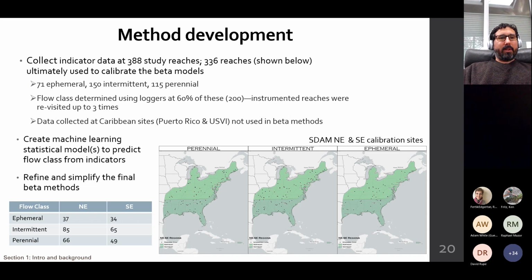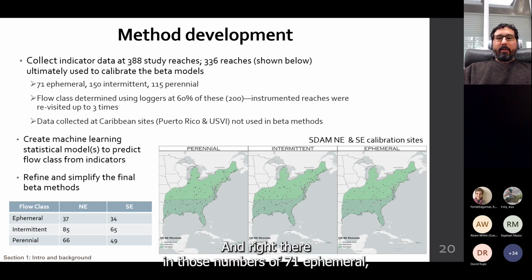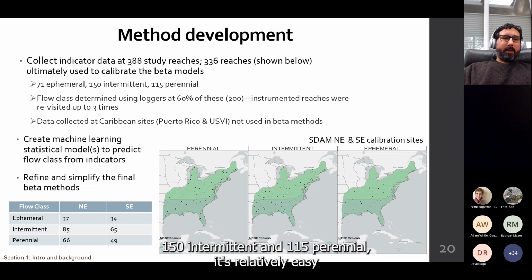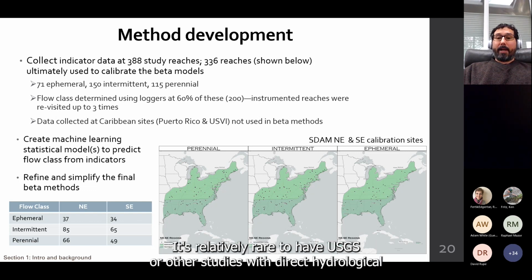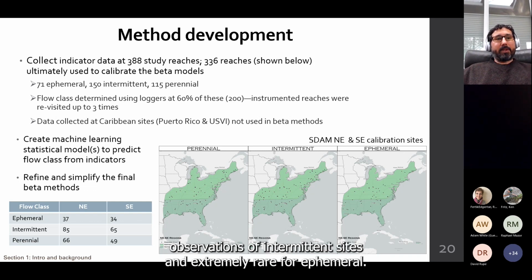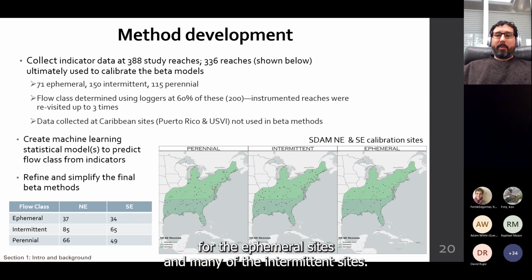Of those, you can see there's a good mix between ephemeral, intermittent, and perennial. And right there in those numbers of 71 ephemeral, 150 intermittent, and 115 perennial, it's relatively easy to find perennial sites and to have USGS gauges on perennial sites. It's relatively rare to have USGS or other studies with direct hydrological observations of intermittent sites, and extremely rare for ephemeral. So we often are having to rely completely on our own logger data for the ephemeral sites and many of the intermittent sites.